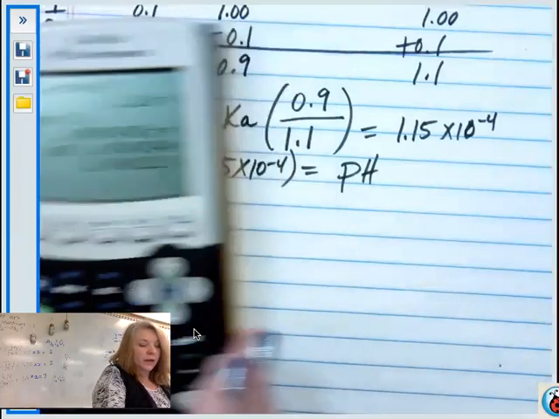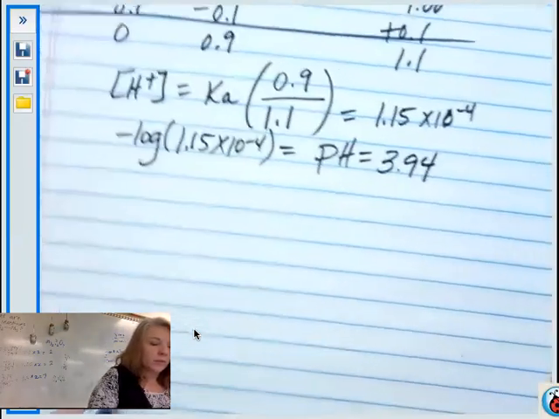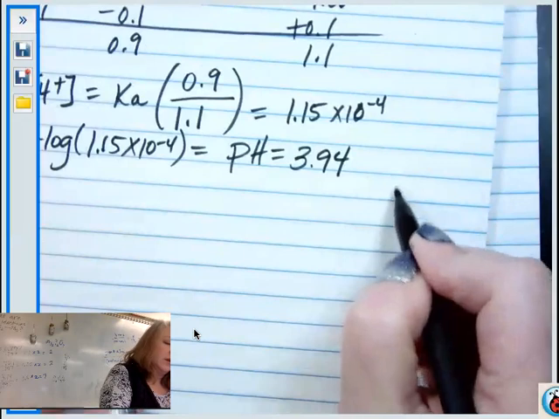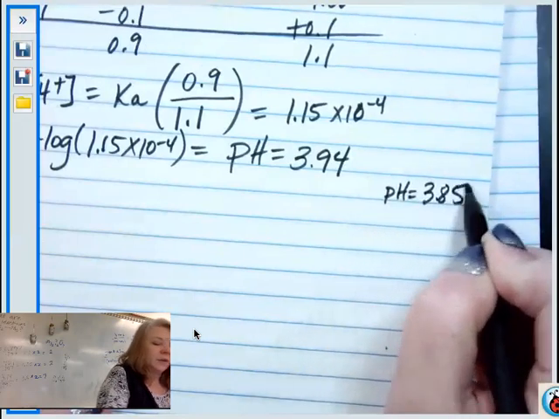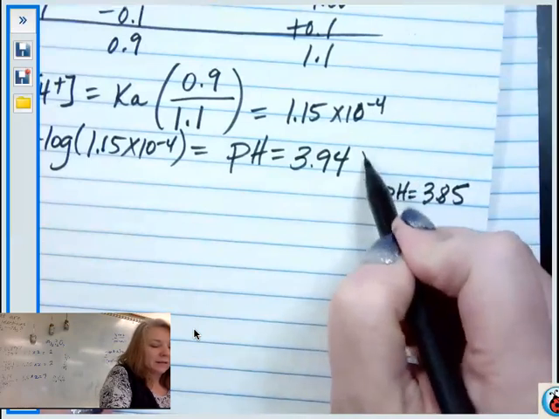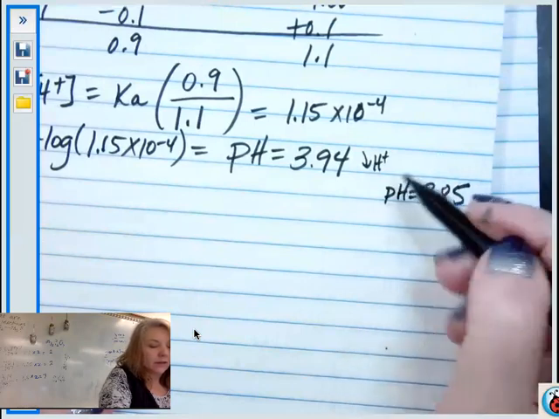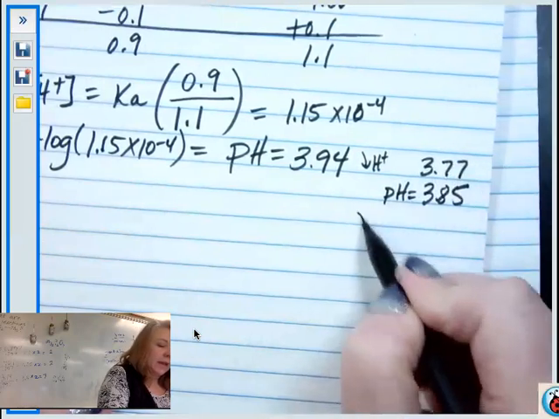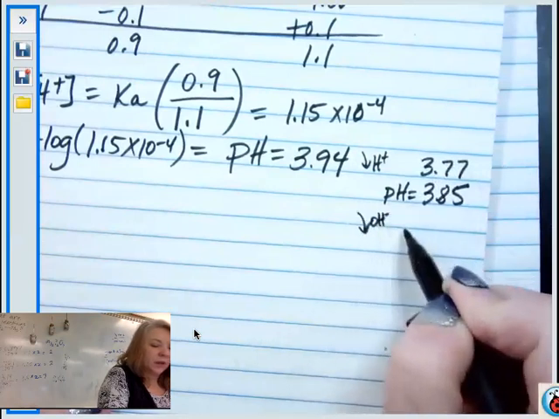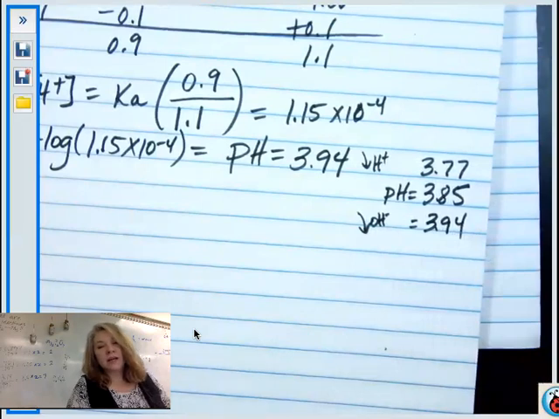And I get 3.94. Now remember, our original pH of just the buffer system was 3.85. When we added acid, our pH actually went down, didn't it? It was 3.77. When we added base, our pH went up, it was 3.94. But guys, that still didn't even change to 4.